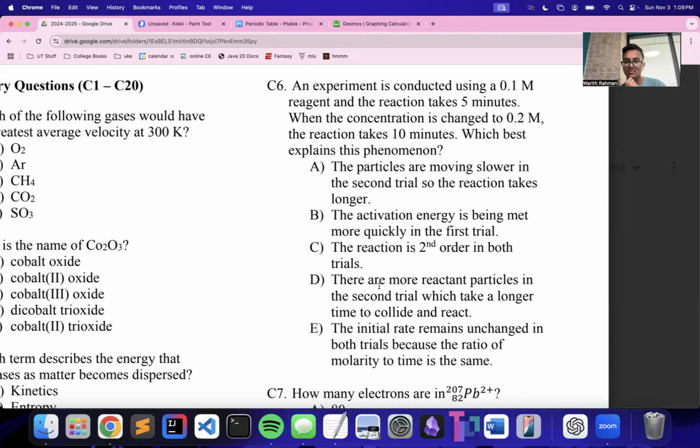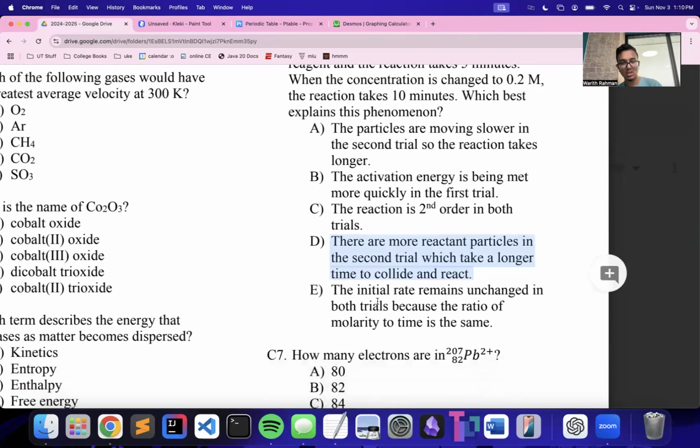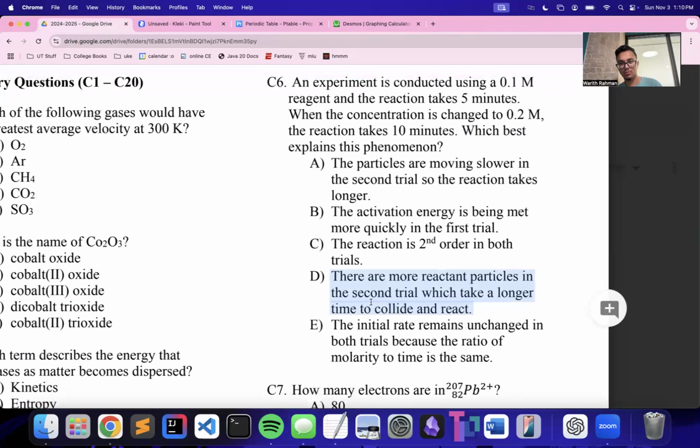D, there are more reactant particles in the second trial, which take a longer time to collide and react. If they do take a longer time to collide and react, that would explain why it suddenly takes double the time. So this could be our answer. And then E, the initial rate remains unchanged in both trials because the ratio of molarity to time is the same. There shouldn't be a relation between the molarity and how much time it should take, so E should be wrong. And out of these, D makes the most sense. You add more molecules, they're going to take more time to react.